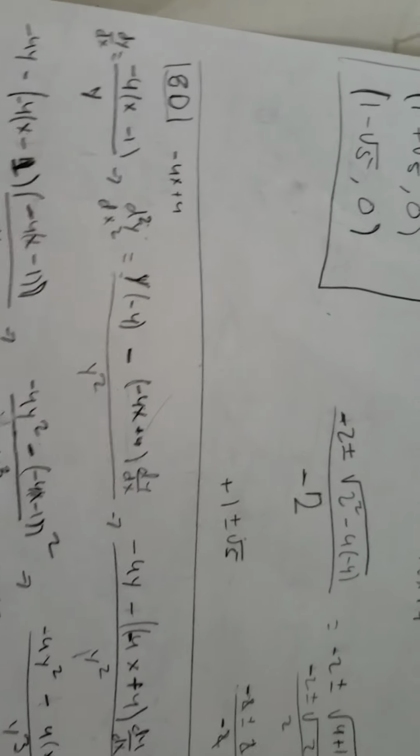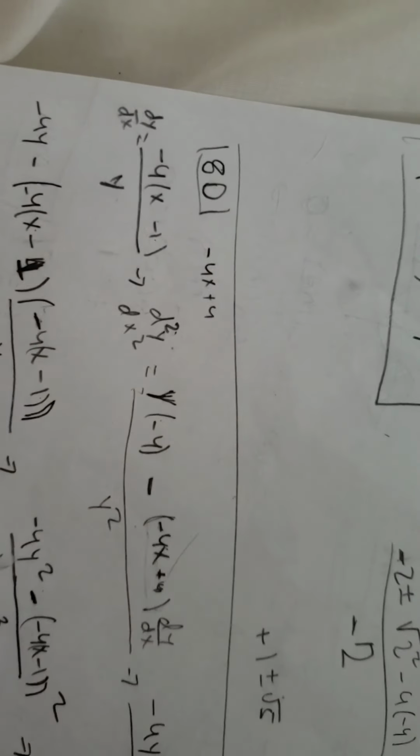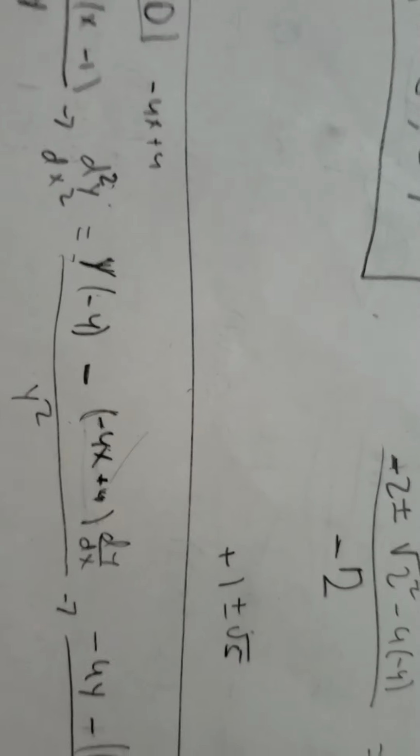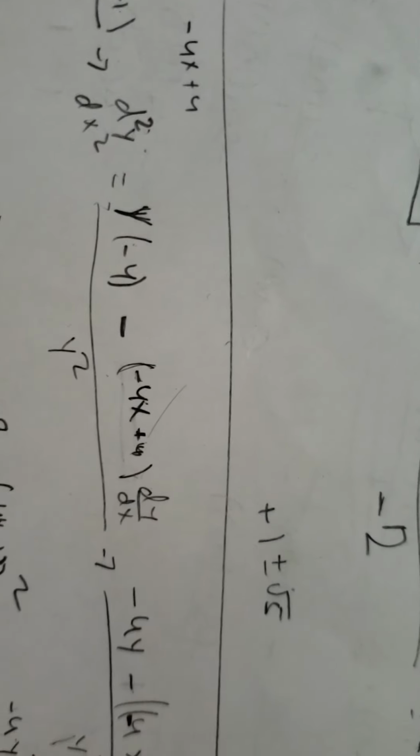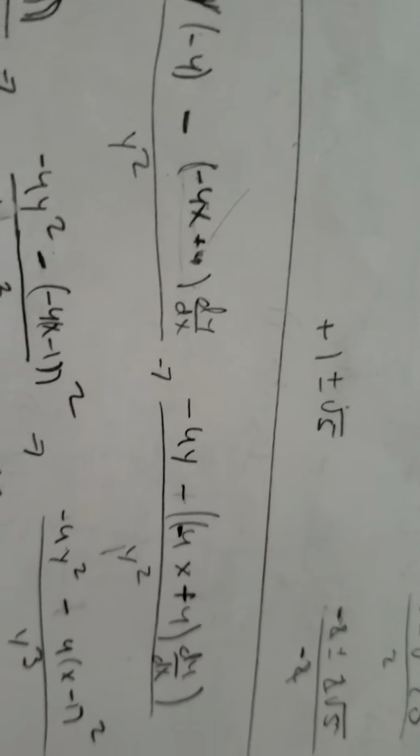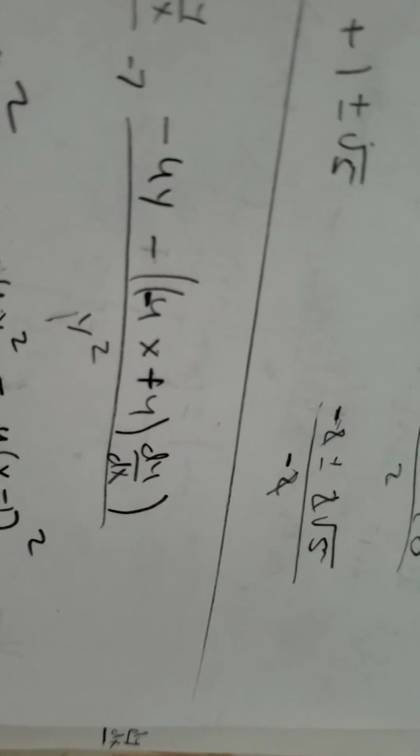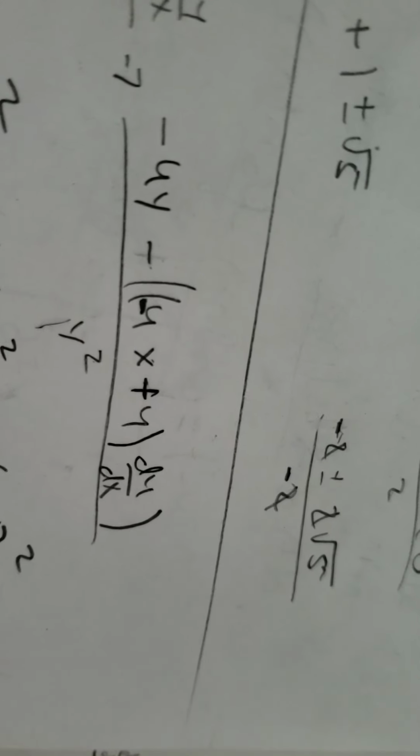For D, I took the second derivative by taking the first derivative and then taking the derivative of that. Low D high minus high D low over low squared. Negative 4y minus negative 4x plus 4 dy over dx.